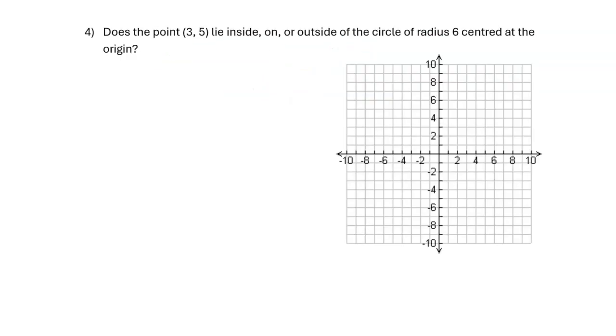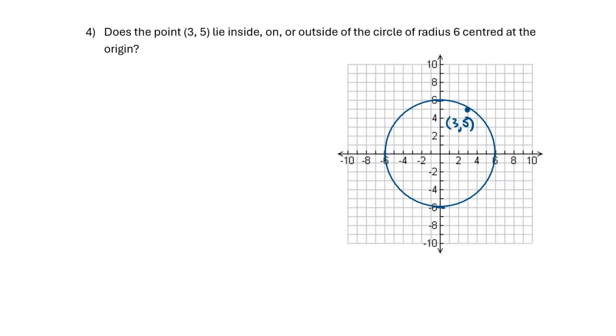It's really that simple. I said this is technically another question, but it's the same idea of circles. That's why we're focusing on circles now at the end. This question says, does the point (3, 5) lie inside, on, or outside of the circle of radius 6 centered at the origin? You can see from the diagram it looks like it's inside, but it's pretty close, so it's hard to tell. So we always want to calculate this using algebra.